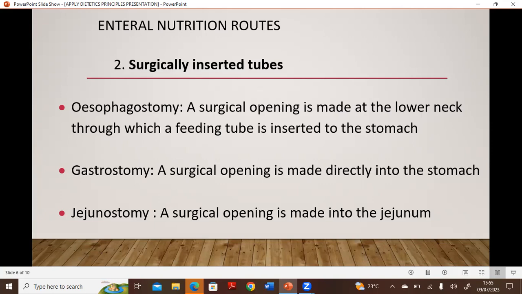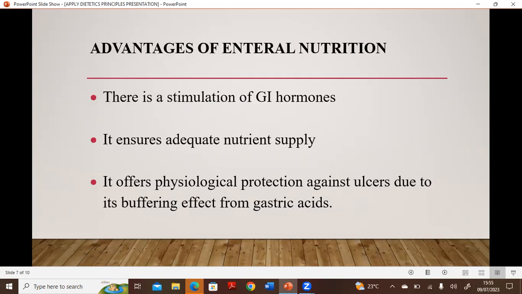So, esophagostomy is a surgical opening made at the lower neck through which a feeding tube is inserted into the stomach. Gastrostomy, a surgical opening is made directly into the stomach. Jejunostomy is whereby a surgical opening is made into the jejunum. So these are the surgically inserted tubes. So the two of them, we have them surgically and mechanically.